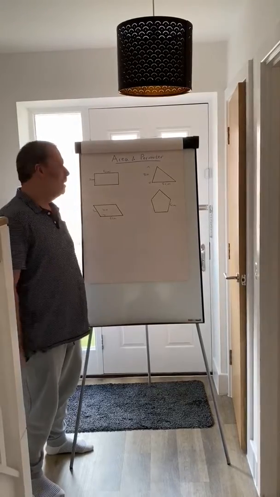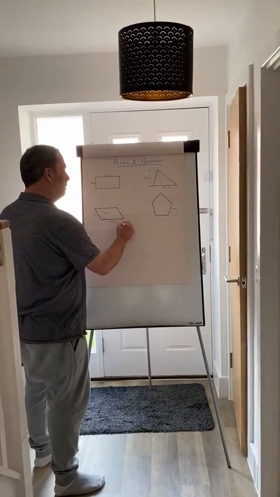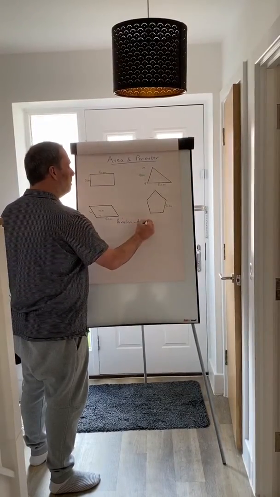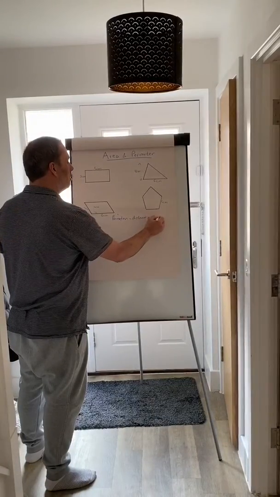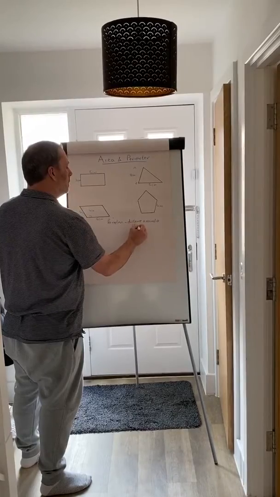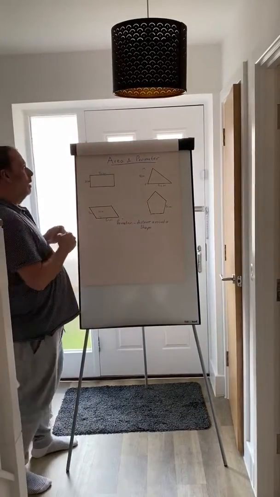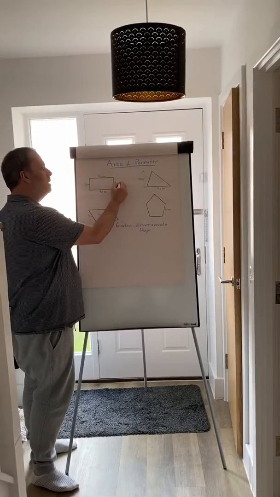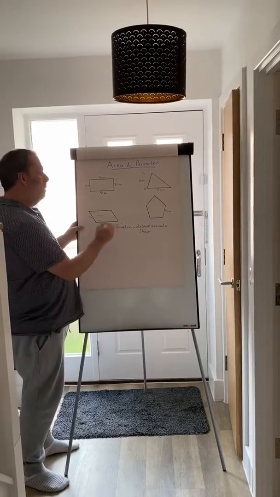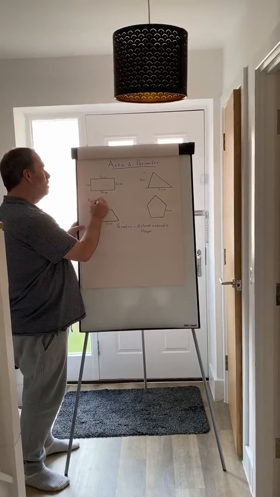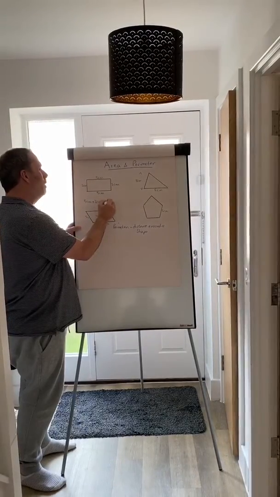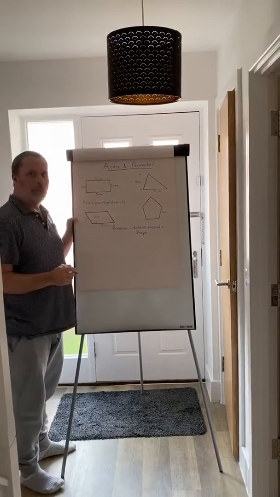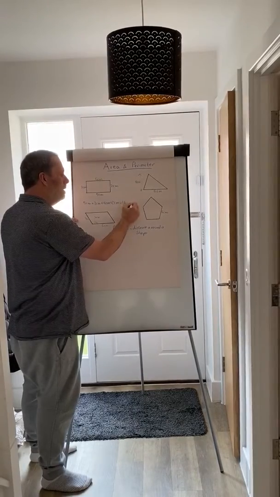Okay, so things you need to know. The perimeter is the distance around the shape. So if you look at this, it's a rectangle. You need to remember top and bottom are the same, so that will be 5 centimetres and this will be 2 centimetres. So my perimeter for this will be 5 plus 2 plus 5 plus 2, which equals 14. And don't forget to put the units in your answer. So the answer to that is 14 centimetres.